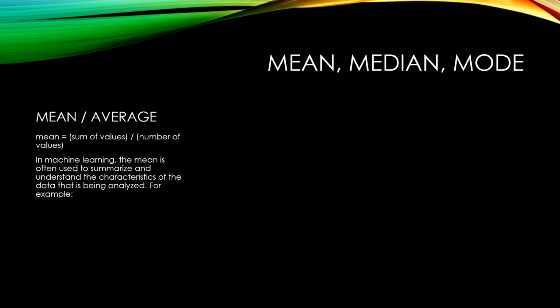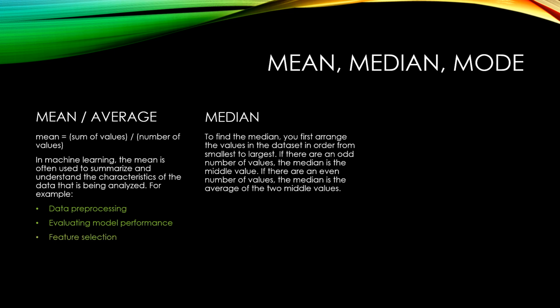All right, in machine learning, the mean is often used to summarize and understand the characteristics of the data that is being analyzed. For example, data preprocessing. This is not a topic we will cover in this lecture, but this is how the mean is used in machine learning, evaluating the model's performance, and feature selection. Again, some of the things we won't be covering here for time's sake.